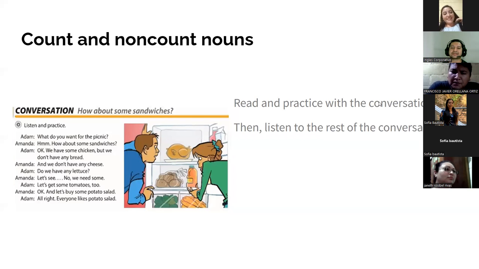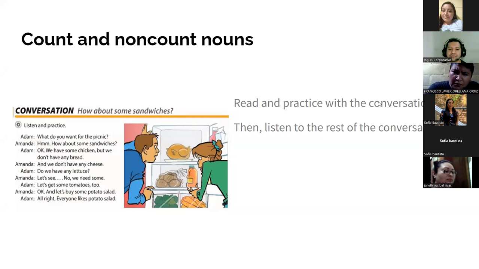Perfect. So, yeah, very good. So lettuce is lettuce, right? Lechuga, lettuce. Tomatoes, tomatoes. Potato, potato, right? So very good, very good. I think that we don't have more problems with that conversation.